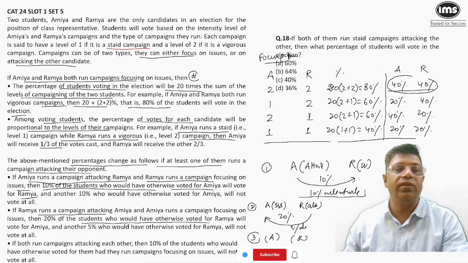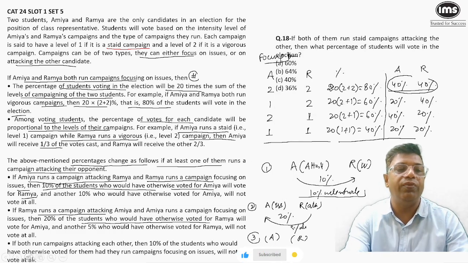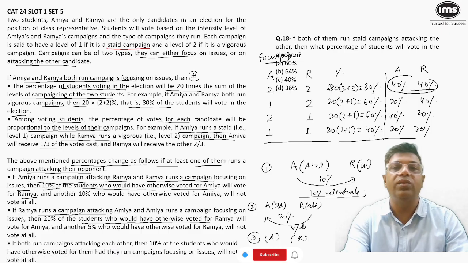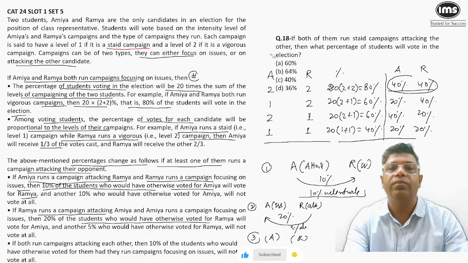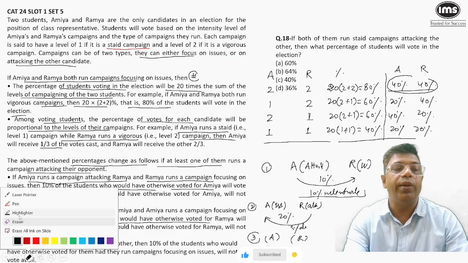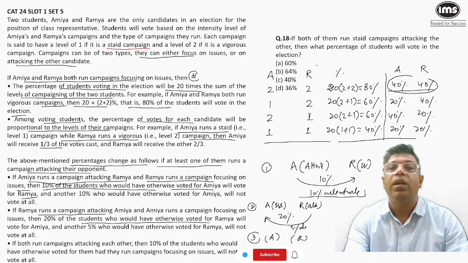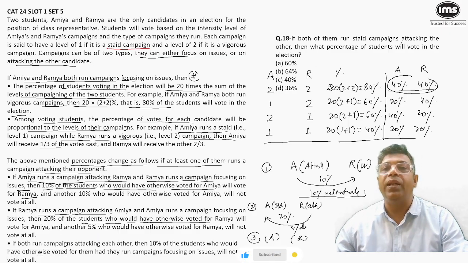The first question says, just let me erase a bit of part so that we can see the question nicely. Yeah. Now the first question says, if both of them run a campaign attacking the other, then what percent of students will vote in the election?